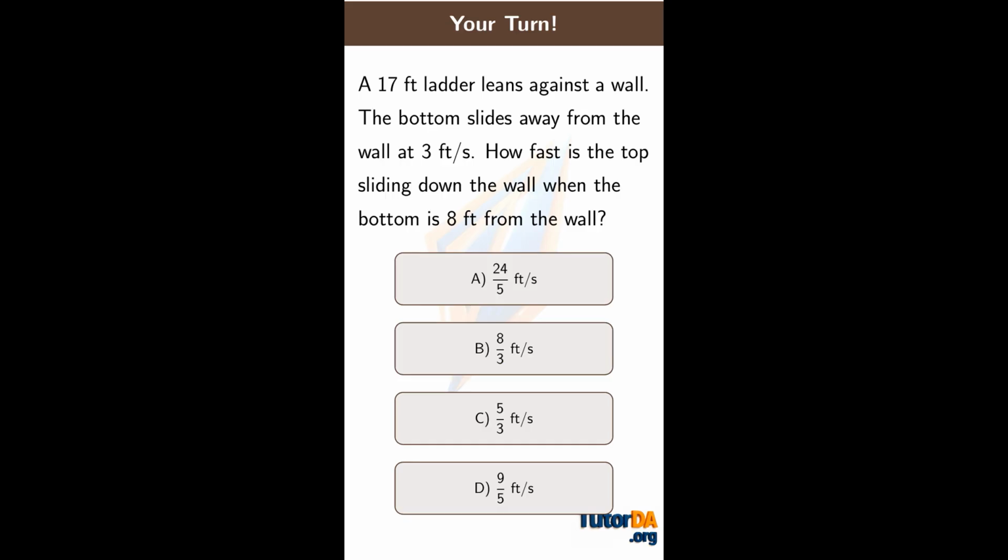A 17-foot ladder leans against a wall. The bottom slides away from the wall at 3 feet per second. How fast is the top sliding down the wall when the bottom is 8 feet from the wall?